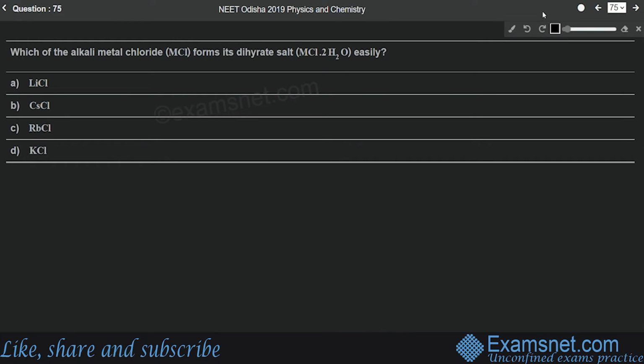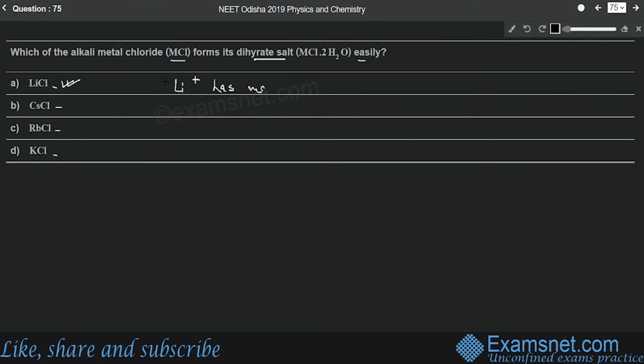Question number 75 is also from S block elements, and the question is: which of the alkali metal chlorides forms its dihydrate salt easily? Options are lithium chloride, cesium chloride, rubidium chloride and potassium chloride, and the correct answer will be option A, lithium chloride. And what is the reason? The reason is the hydration tendency of the lithium ion. So out of the given options, lithium ion has maximum hydration tendency.